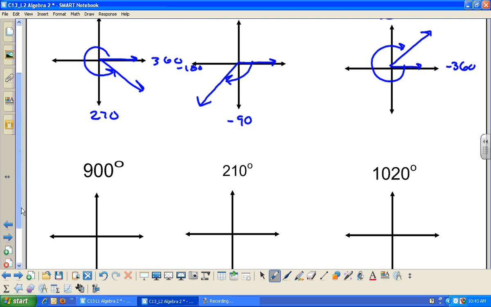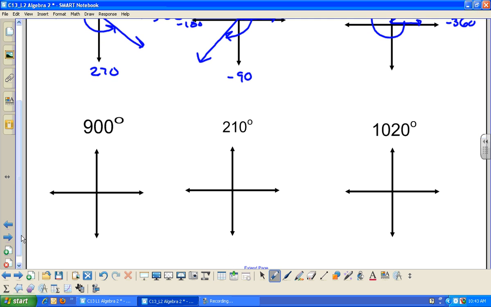900. Whenever you draw one full circle, that's 360 degrees. So if I minus 360 from this, that would be 540. And if I minus 360 from that, I would get 180. So that means there's two full circles.